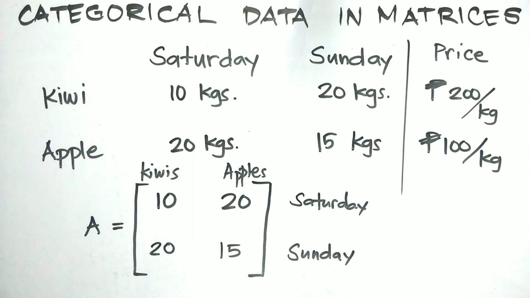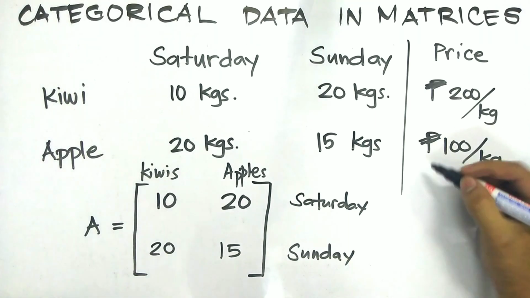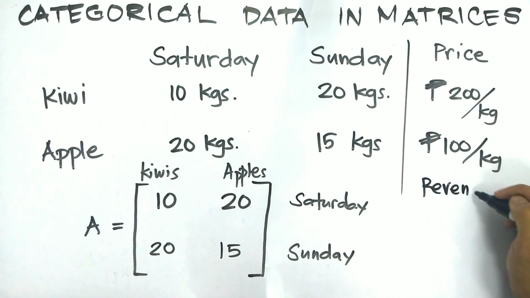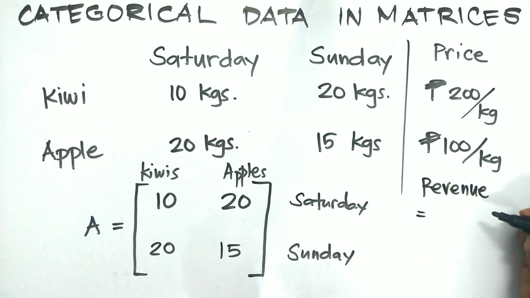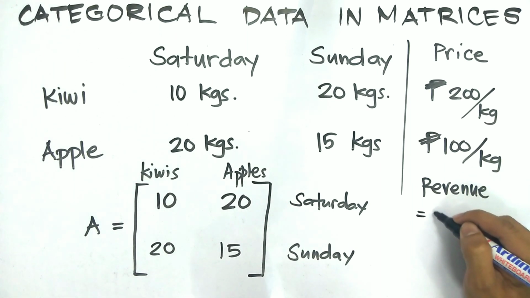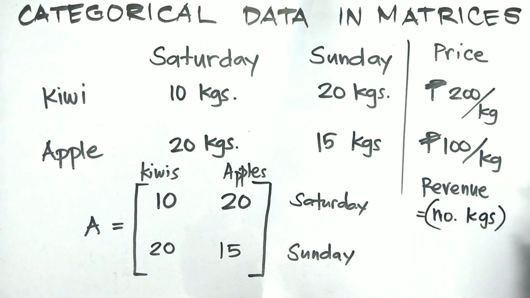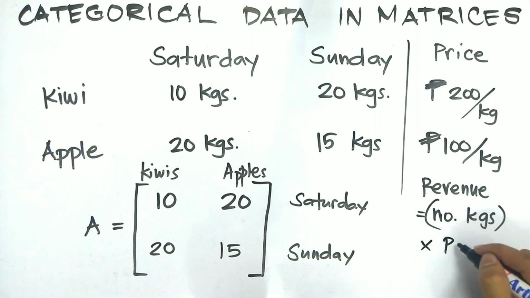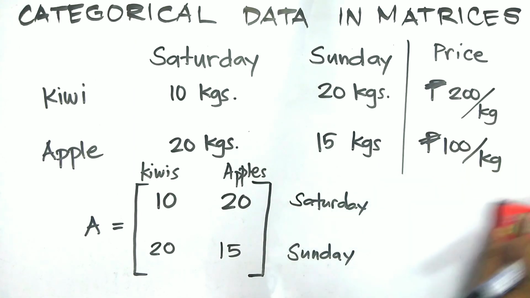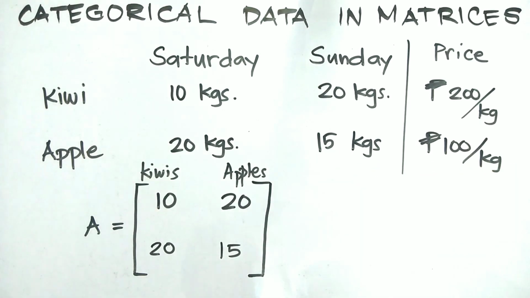So since we are curious about the revenue, and revenue is equal to the number of kilograms of a fruit multiplied by the price. So that is how you compute your revenue. Let's try to create another matrix for us to compute the revenue of the farmer.